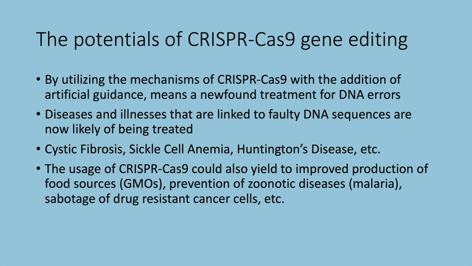Utilizing the mechanism of CRISPR-Cas9 with the addition of artificial guidance means newfound treatments for DNA errors. Diseases and illnesses that are linked to faulty DNA sequences are now likely to be treated. This includes cystic fibrosis, sickle cell anemia, Huntington's disease, and more. And the usage of CRISPR-Cas9 could also lead to improved production of food sources. Today we see it in genetically modified organisms like corn and other food products, as well as in the prevention of zoonotic diseases such as malaria and sabotaging drug-resistant cancer cells so that drugs are effective against them.